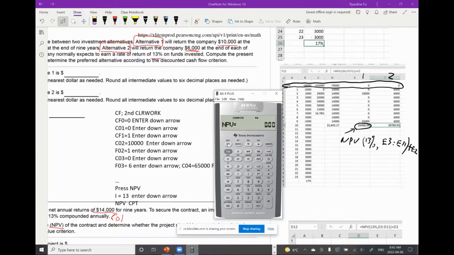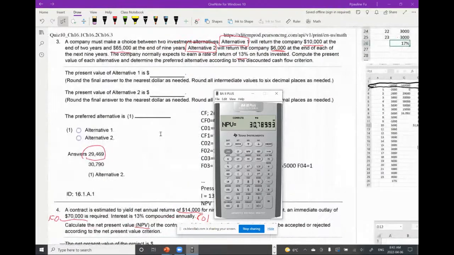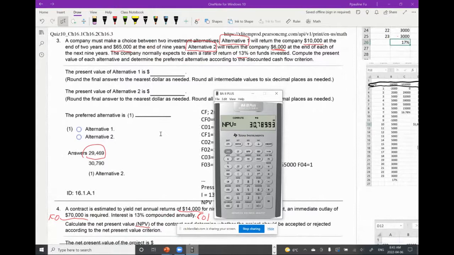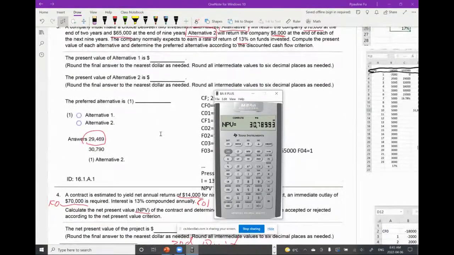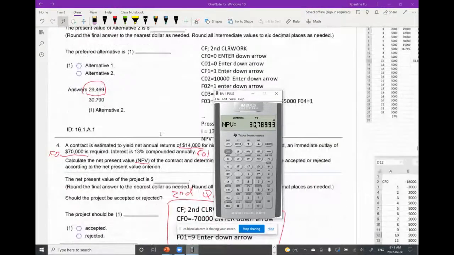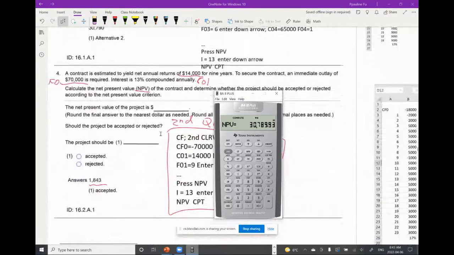Last step, CPT, compute. So you have $30,789.93. See, the same result as I got from Excel. Okay. So this is the calculator method. Any questions? Okay, now let's do the next question.